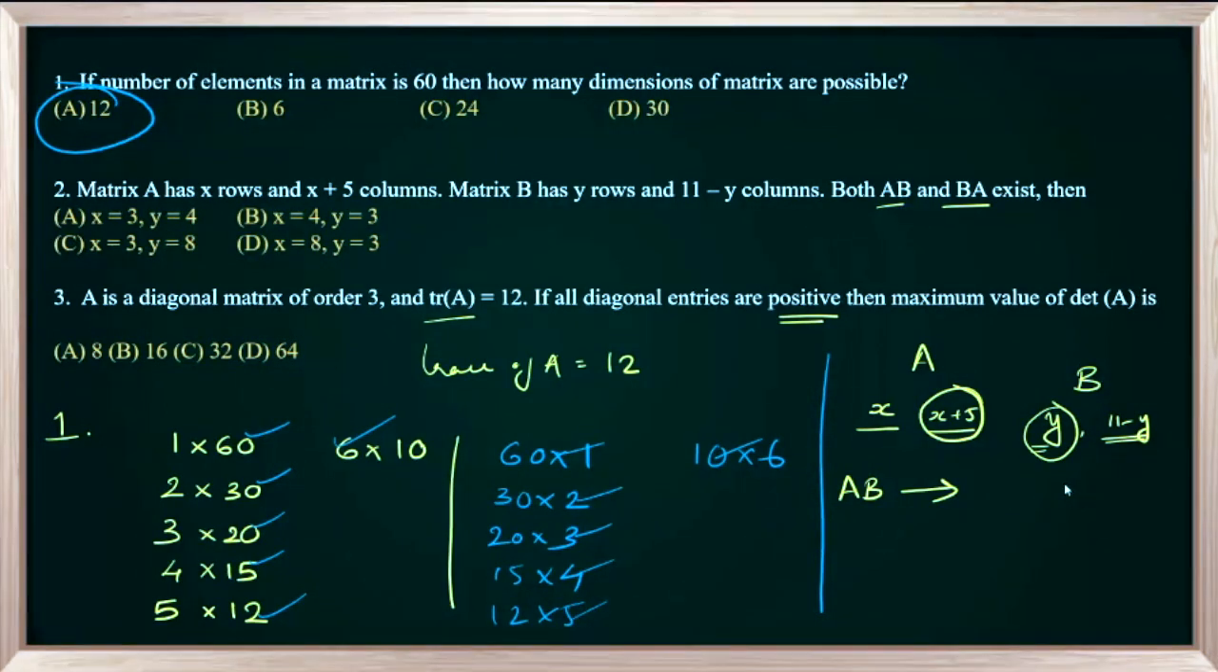x plus 5 must be equal to y, correct? That is the relation. So that is the first relation. Now they are giving that B into A will also exist, which means the number of columns in B must be equal to the number of rows in A. Now that will give you 11 minus y equal to x. Now from these two relations, I can replace y by x plus 5.